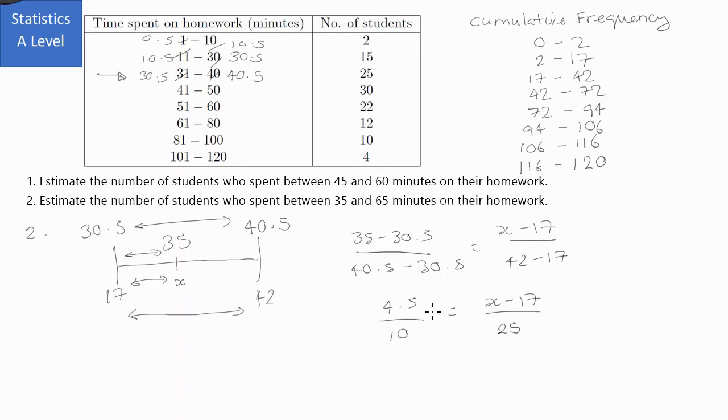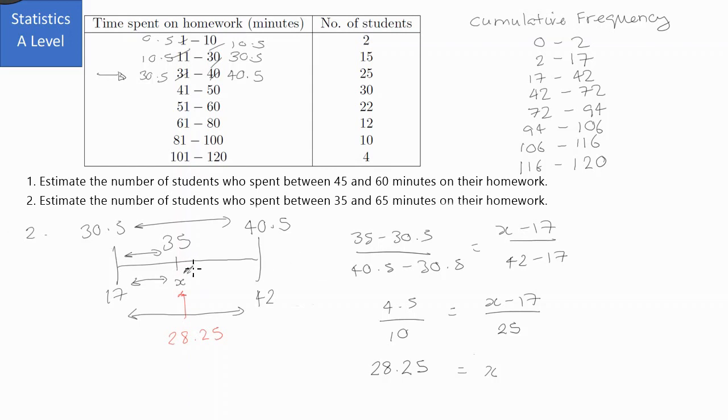Now again, times both sides by 25. Remembering that we just times the numerator by 25, then divide that answer by 10, and we should find, and I've done it all in one step, I've then added 17 just to get straight to the value of x, which should be 28.25. So we know that x is 28.25. Now this time we want to work out how many are above 35.